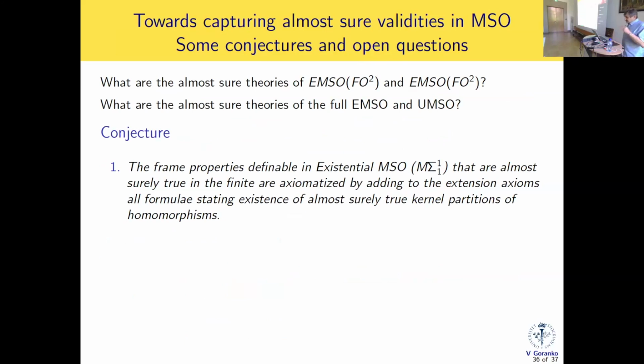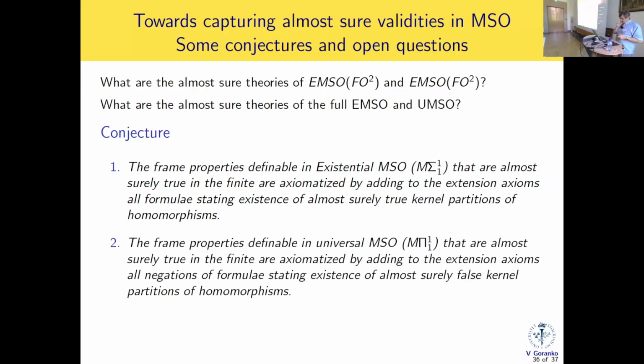So the first conjecture is that the frame properties that are definable in existential MSO, in fact, this is on the two variable fragment, but I think it might actually hold in the general case, that are almost surely true in the finite, are axiomatized, and I'll explain what I mean, by adding to the first order extension axioms all formulae that state existence of almost surely true kernel partitions of homomorphisms. That is the natural conjecture. So when I say axiomatized, I actually think that they can be derived in a suitable axiomatic system for the existential MSO. But certainly, the weaker claim is that they follow model theoretically.